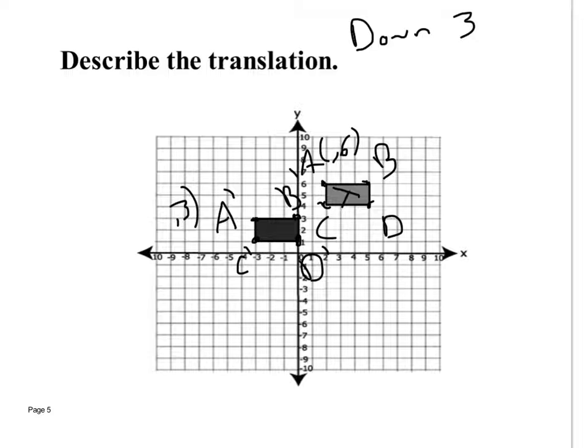Where did it go? To the left. How far to the left? Well, look, A is at 2 on the x. Where is A prime? Negative 3. So how far to the left did it go? 5. That's all it's going to do. You're either going to describe the translation, or they're going to describe the translation, and you figure out what the new coordinates are. Simple, easy.